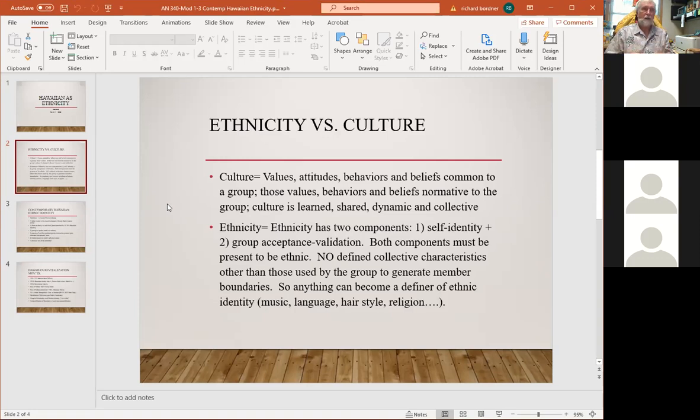Culture is a collective thing. Ethnicity can be a pretty selective thing, because you can then have a subgroup basically say, we're the only true Hawaiians, for example, and we define group acceptance and validation by virtue of X. So for example, there's at least one sovereignty group over on Maui and the Big Island that says you can't identify yourself as Hawaiian unless you speak the language at home.